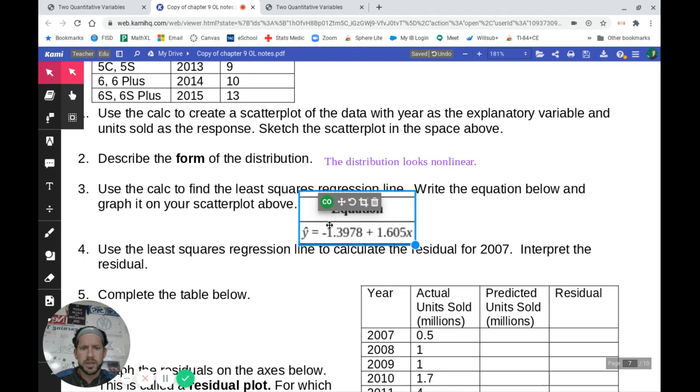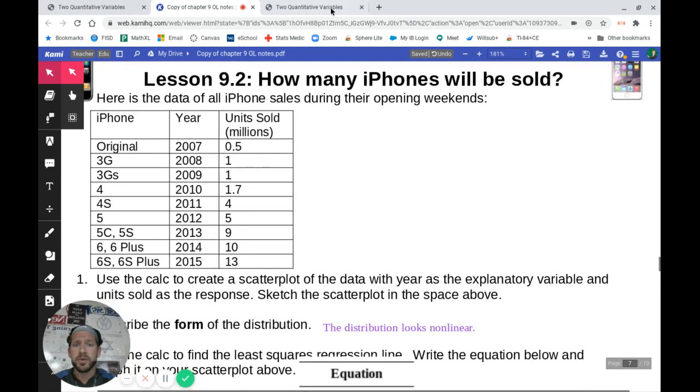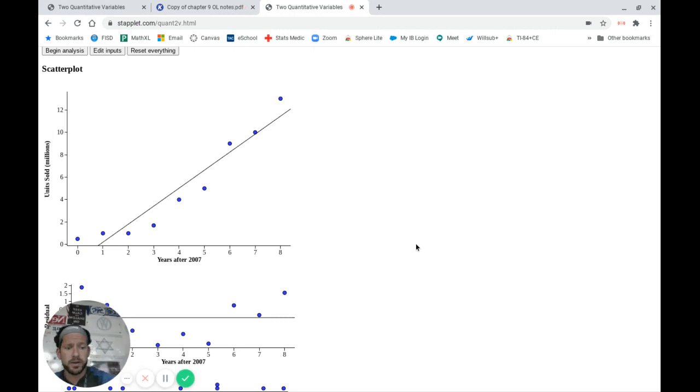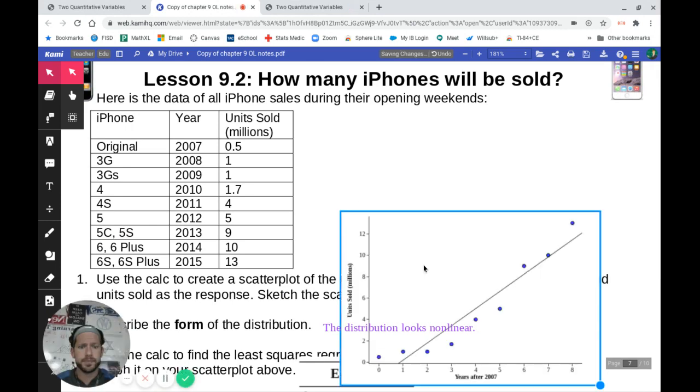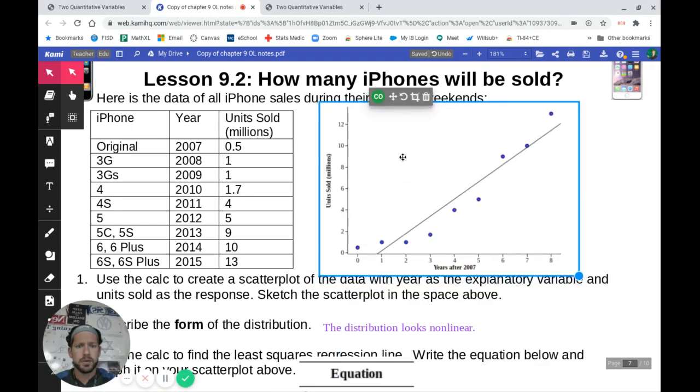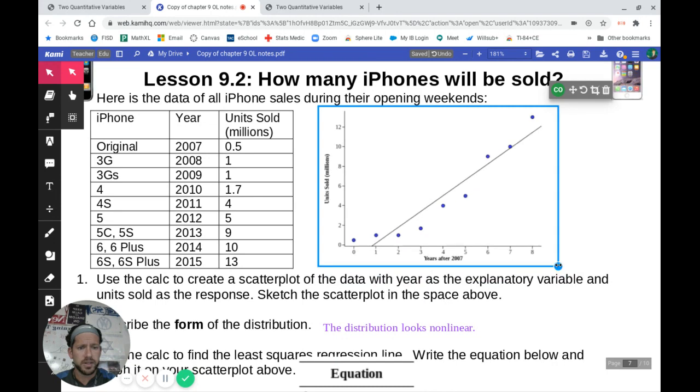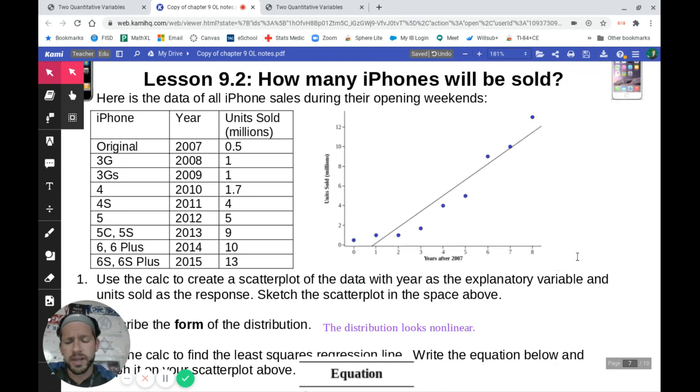So we do have y hat is negative 1.3978 plus 1.605x. And I'm going to recopy my scatter plot over as well. And we'll be back to look at some of these graphs below. There we are. Beautiful scatter plots. No need to guess or make any intervals on our own.